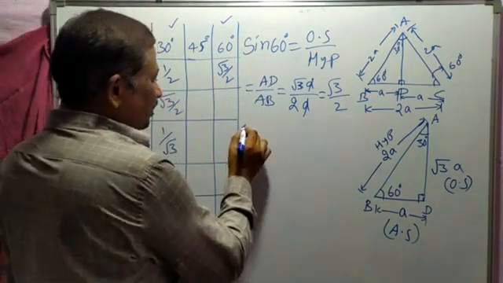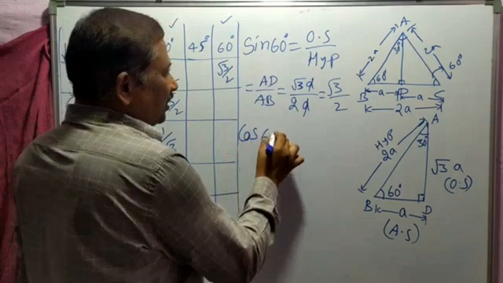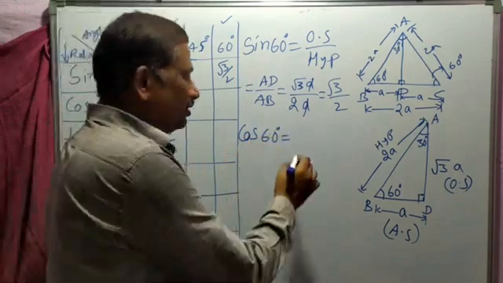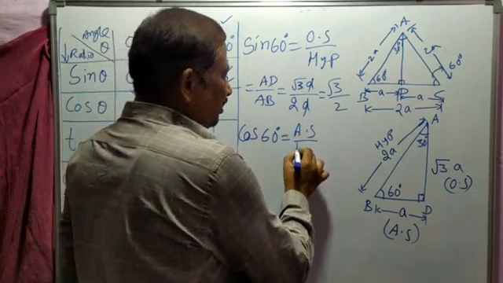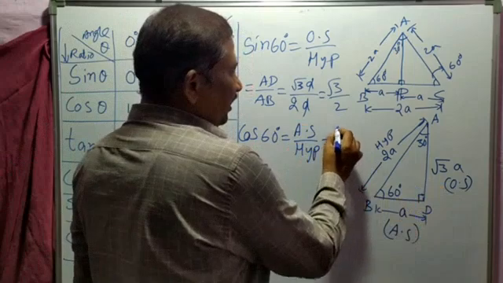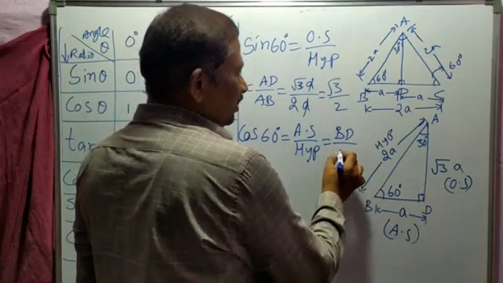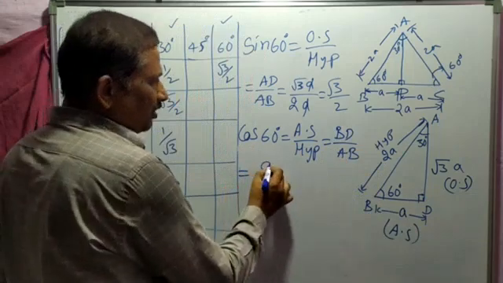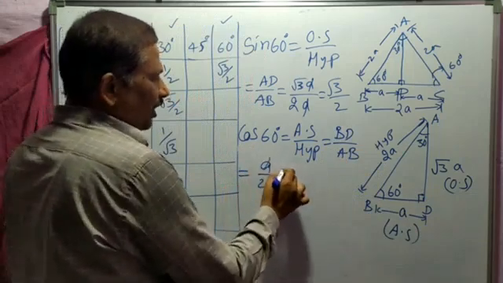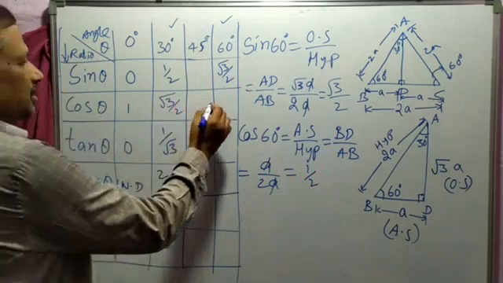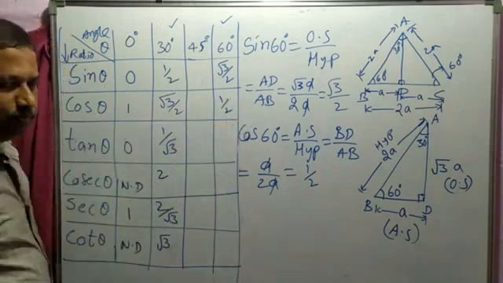Next, cos 60 degrees. That is adjacent side by hypotenuse. Here the adjacent side is BD and the hypotenuse is AD. So what is the adjacent side value? A by 2A. A gets cancelled, 1 by 2 comes. So cos 60 degrees is 1 by 2.